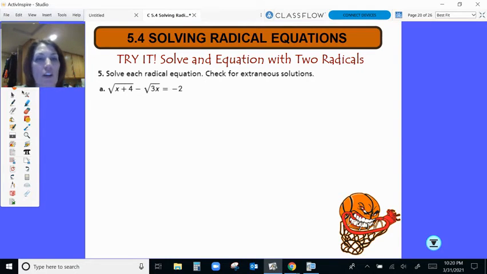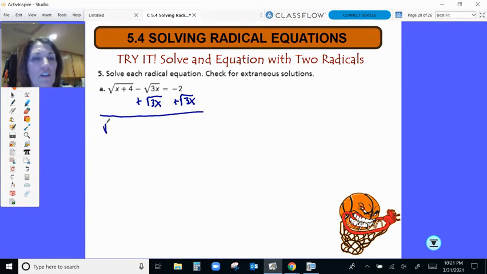Once again, I'm going to isolate this big radical here. That's going to give me the square root of x plus 4 equals the square root of 3x minus 2. I'm going to take a few shortcuts on this one. So I'm going to square both sides.